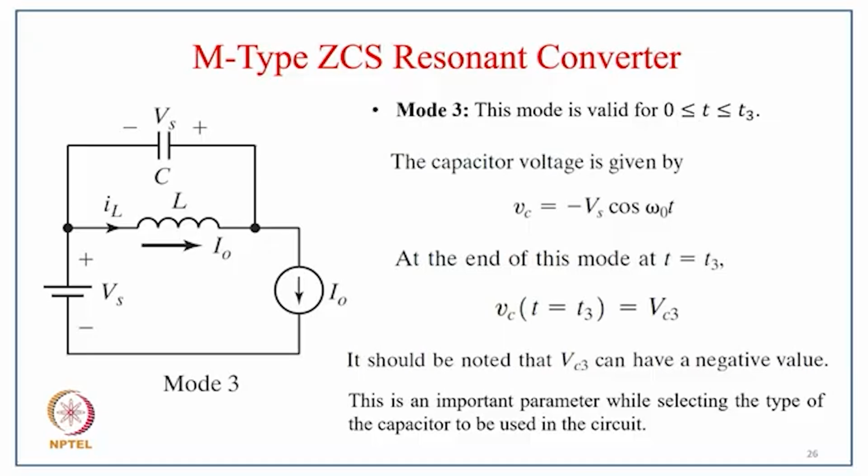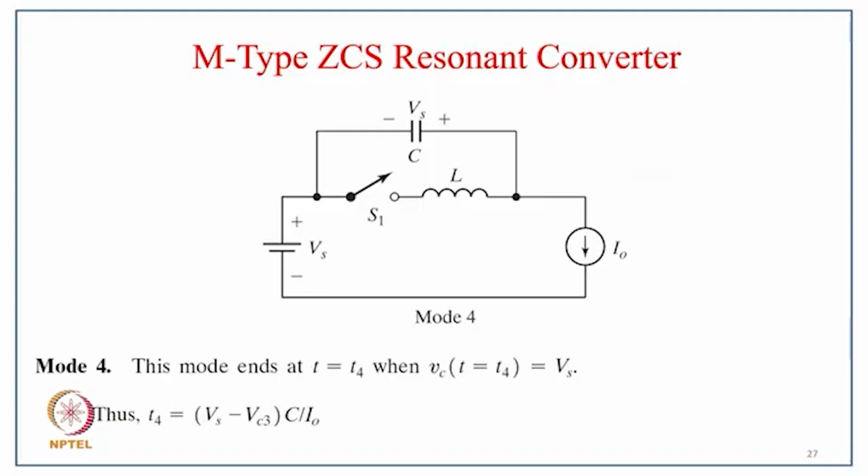Now coming to mode 3, this mode is valid from t equal to 0 to t3, and the capacitor voltage is given as Vc equal to minus Vs cos omega 0 t. At the end of this mode, at t equal to t3, Vc equal to Vc3. And it should be noted that Vc3 can have a negative value, and this is an important parameter while selecting the type of capacitor to be used in the circuit. And in case of mode 4, you can see when the switch is open, the mode ends at t equal to t4 and Vc equal to Vs, and thus t4 equal to Vs minus Vc3 divided by I0.